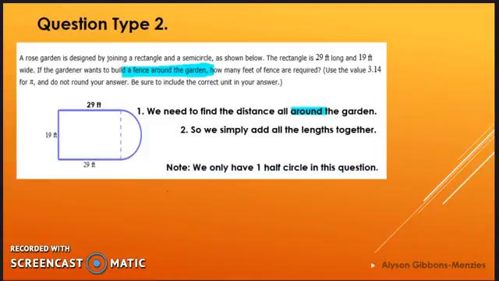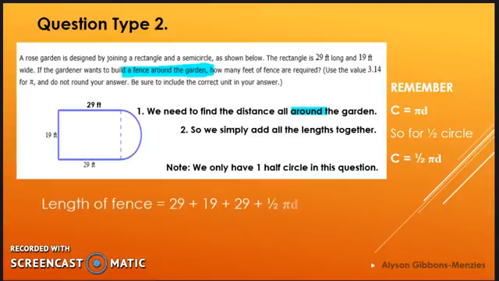Note here, we've only got one half circle, or one semicircle, in the question. Now, do you remember the circumference equals pi times the diameter? If we've only got half a circle, the circumference will be a half times pi times the diameter. So, the length of the fence is 29 plus 19 plus 29 plus a half times pi times the diameter. This is 77 plus 29.83, which is a total length of 106.83 feet.